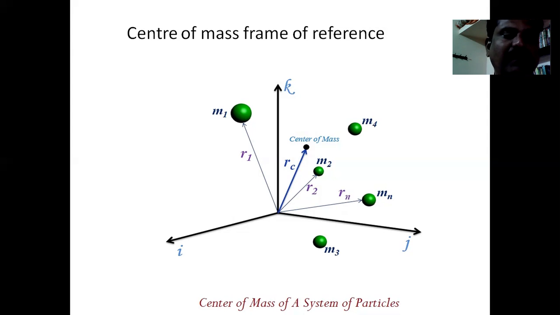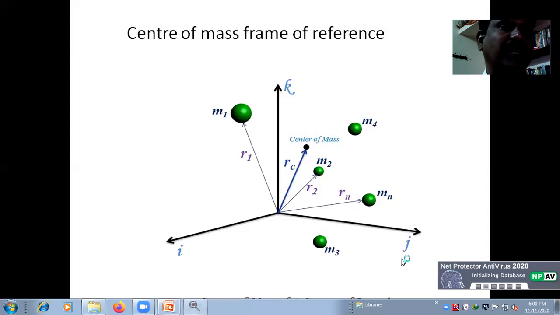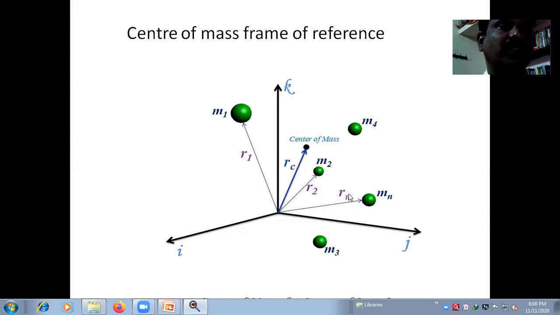Here, the center of mass frame of reference is such that the inertial frame of reference is fixed with the center of mass. Here the system consists of n number of particles, m1, m2, m4, and so on. These are the particles existing inside the system.